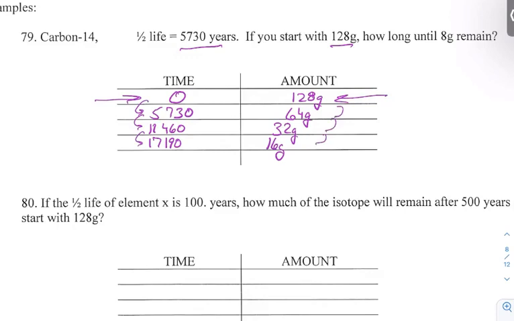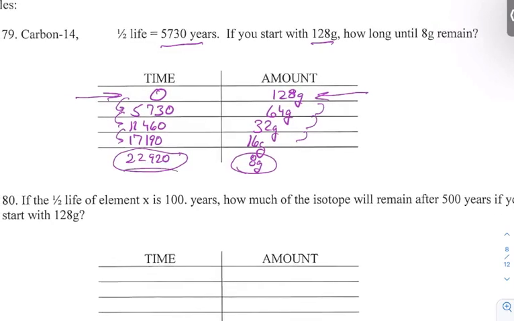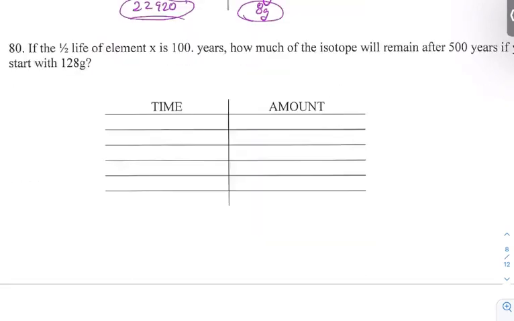Now, in another 5,730 years, which I believe takes me to a total of 22,920 years, this would now be 8 grams. And so you kind of see how that process worked. The question says, how long would it take until 8 grams remains? It would be 22,920 years. So that is one way we could ask a question. We could say to you, here's the half-life, here's the starting amount. How long until a certain amount remains?